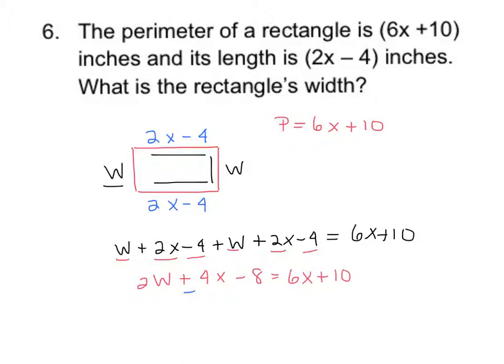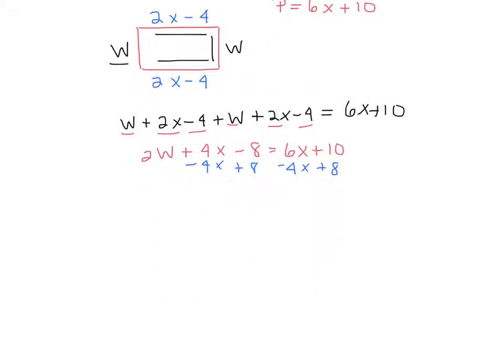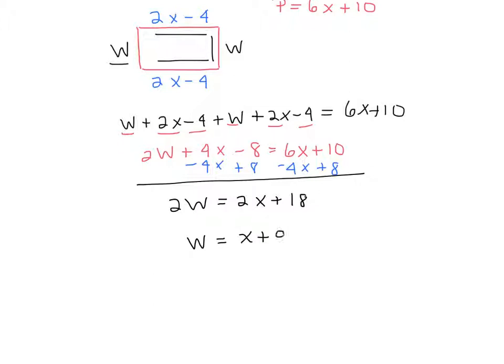I'm going to subtract this 4x from both sides, and I'm going to add this 8 to both sides. When I clean that up, I get 2w equals 2x plus 18, and to find the width, I'll divide everybody by 2, and I'll get x plus 9. So that is all the solutions and how you do it.